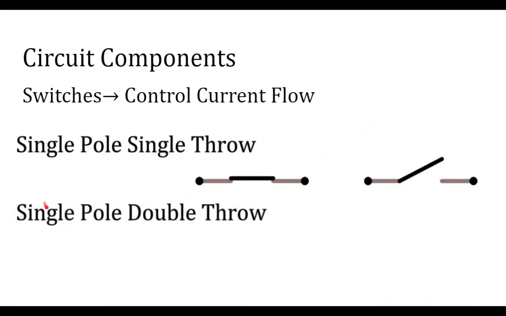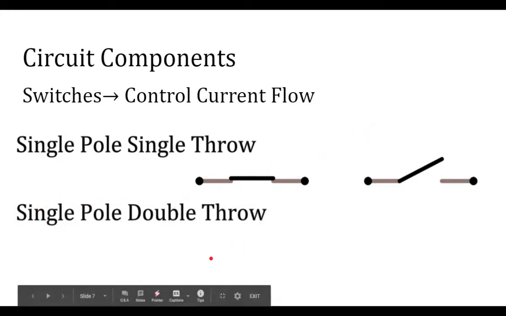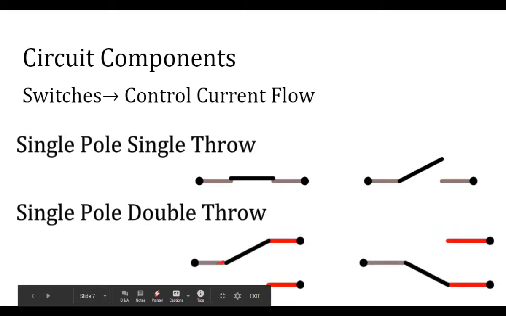For our other type, a single pole double throw, we're still going to have a single pole, so one little path for the current to go, but we can change it. There's 2 or double places that it could go. On this one, it could go on the top path, or it could go on the bottom path.